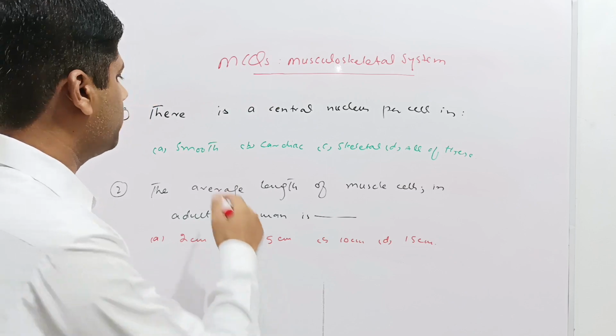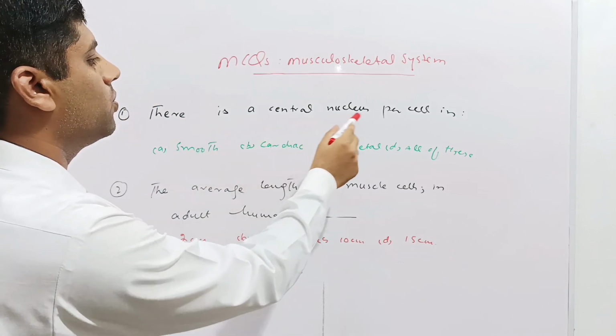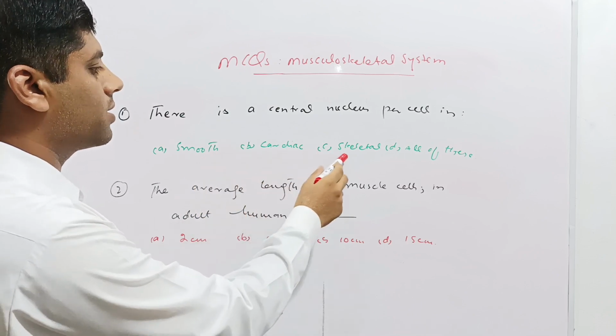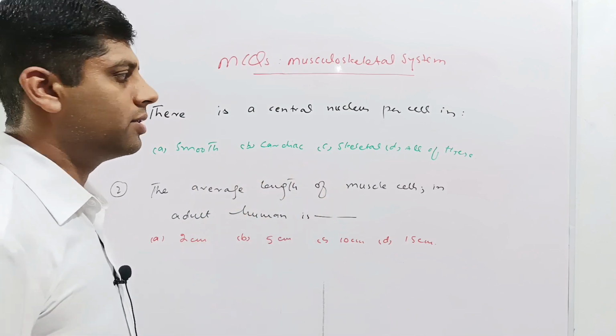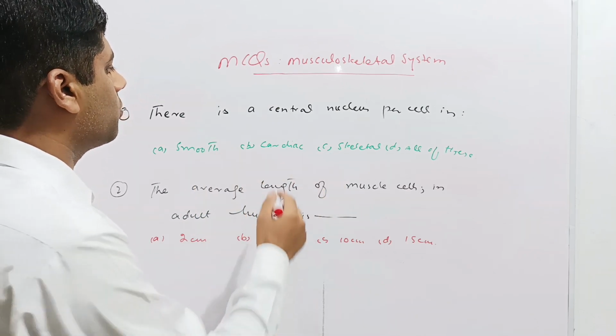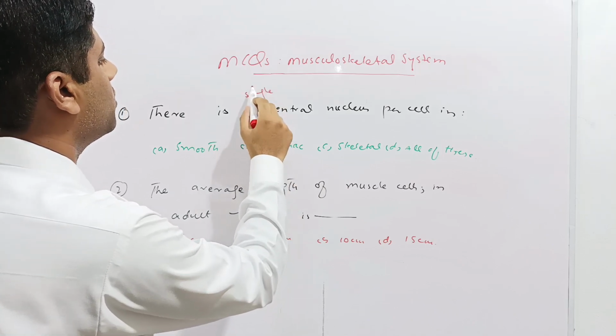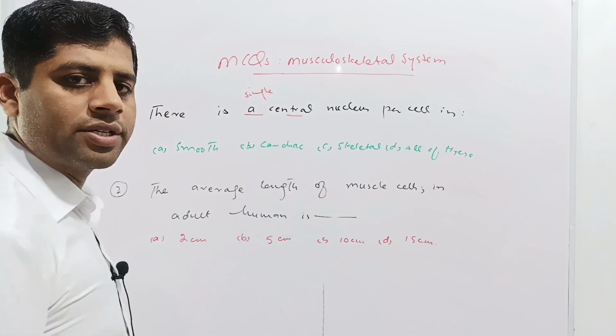The very first question is, there is a central nucleus per cell. Given options are smooth, cardiac or skeletal muscles or all of these. So if we look into the question, there is a single nucleus, and it is present in the center of the muscle cell.